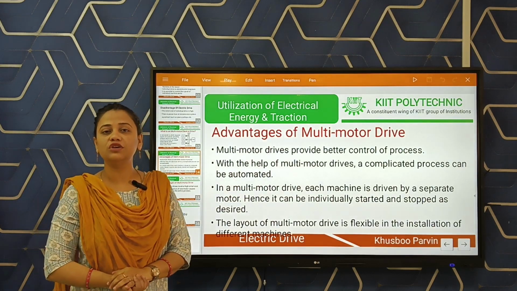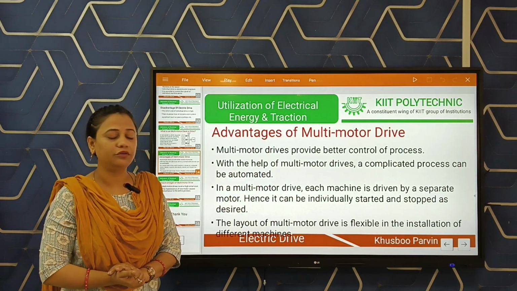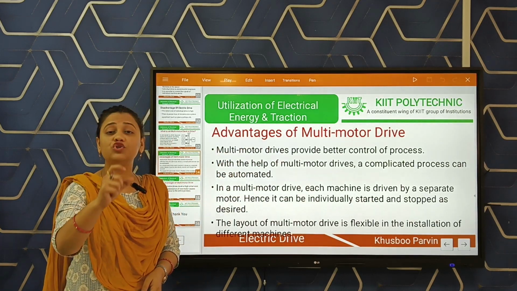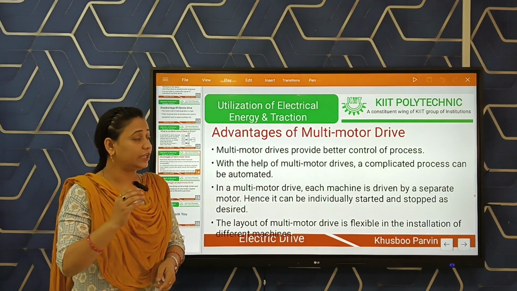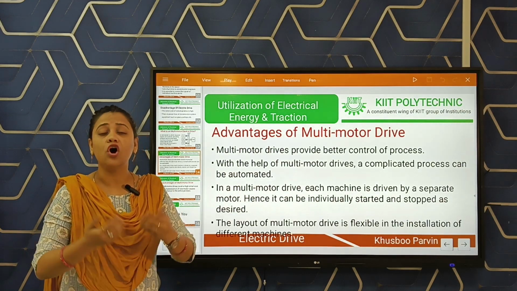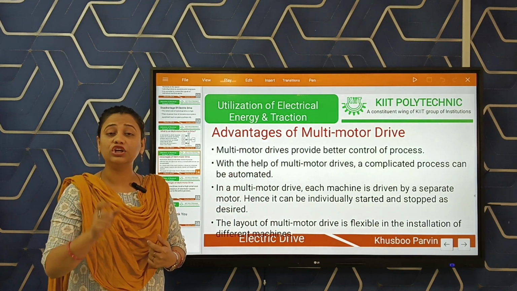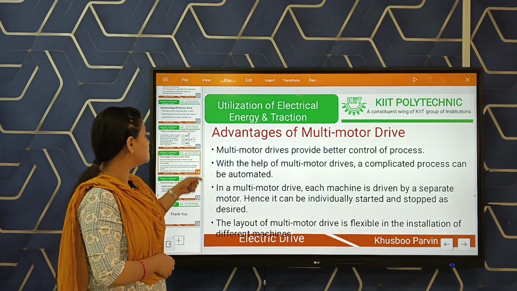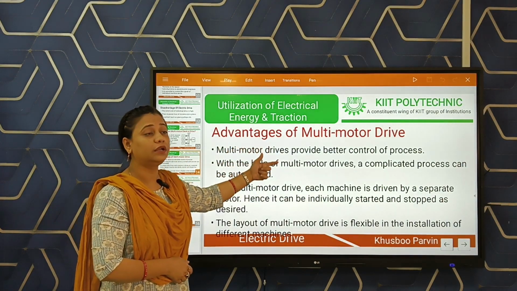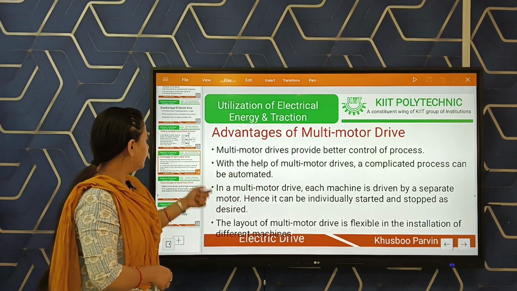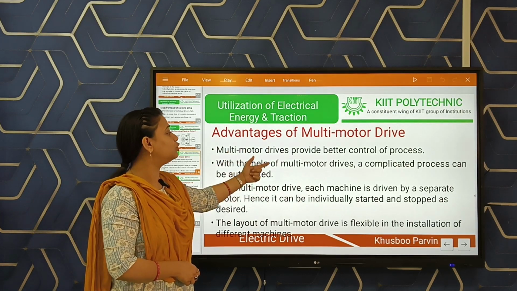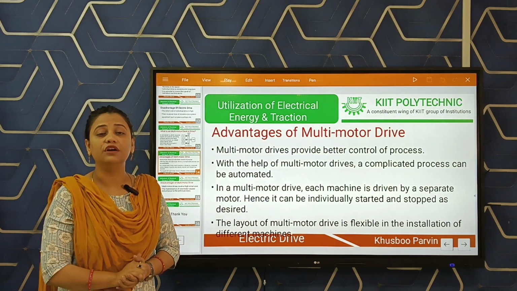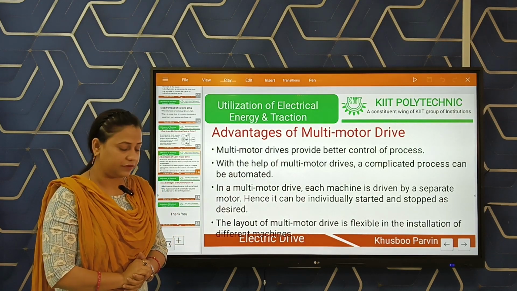What are the advantages of multimotor electric drive? Number one, multimotor electric drive provides better control of process because in case of multimotor electric drive, according to our requirement, we can control the different parts of the same machine. Because of that reason, multimotor drive provides better control of process. Number two, with the help of the multimotor drive, a complicated process can be automated. This is the advantage of multimotor electric drive.